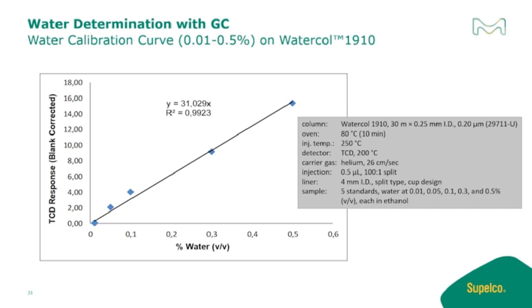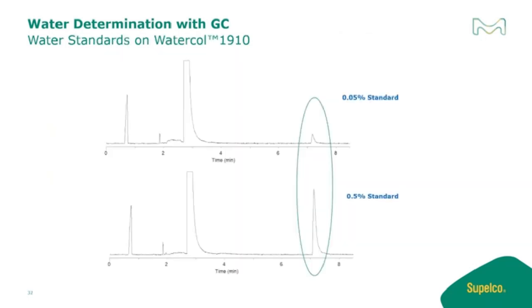Here's an example of the calibration curve using water with that similar standard on the Watercol 1910. Again, going from 0.1% all the way up to 0.5% on the Watercol 1910. Very linear response, 0.9923. So again, we get very good results. And again, we're limited as to how low we can go on this curve due to the thermal conductivity detector. And here's what the standards look like. The 0.05% standard and the 0.5% standard on the Watercol 1910.